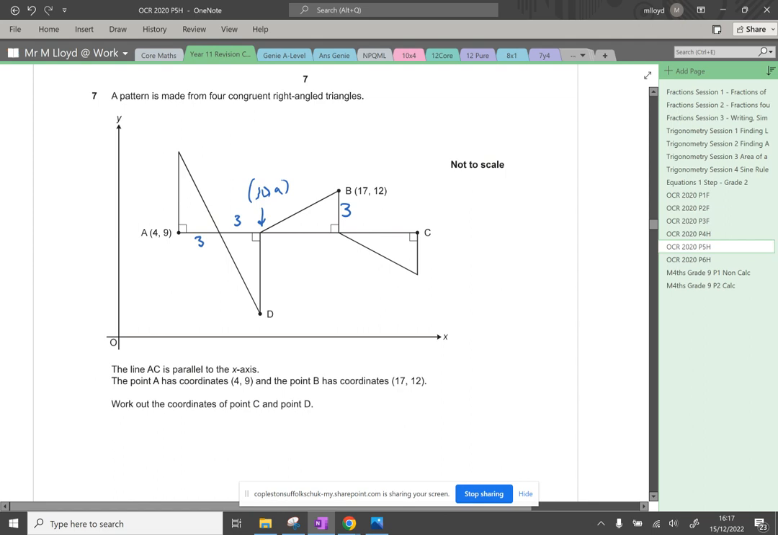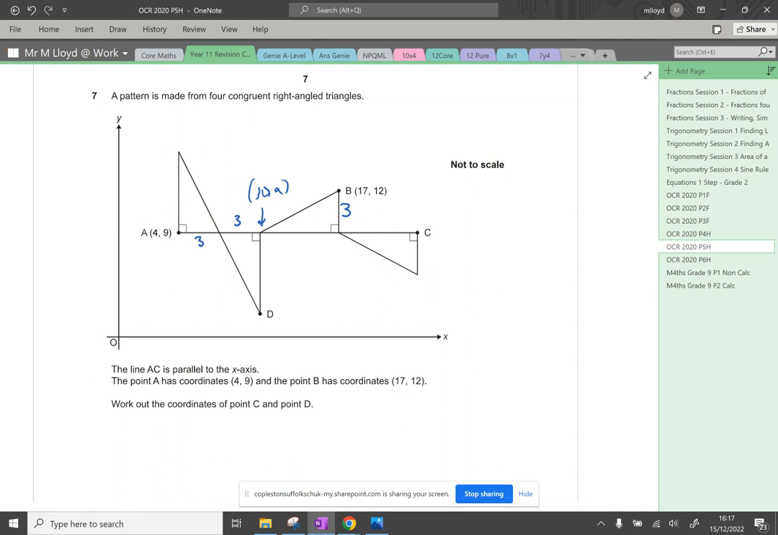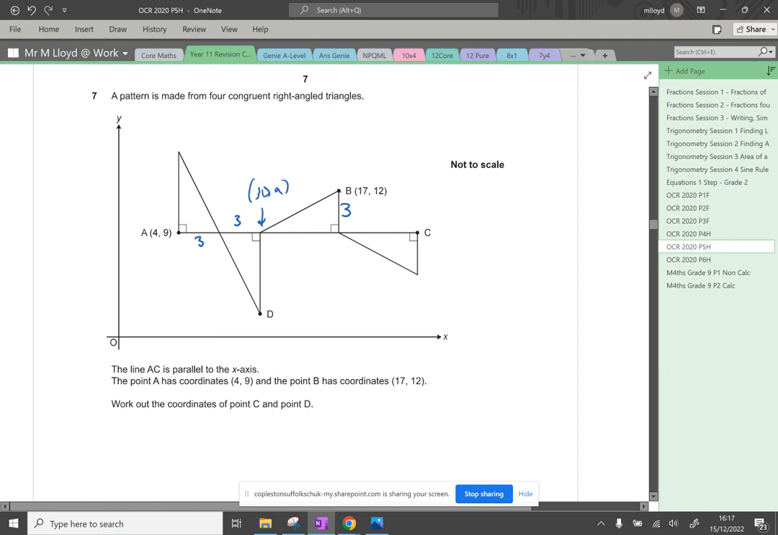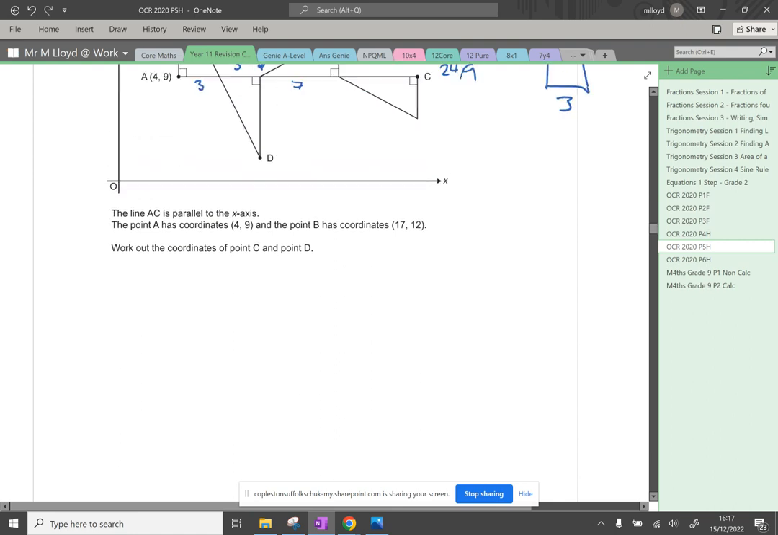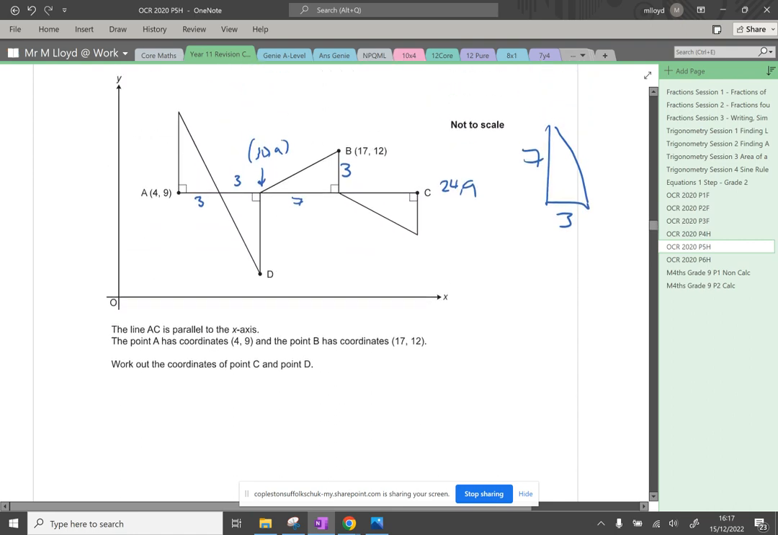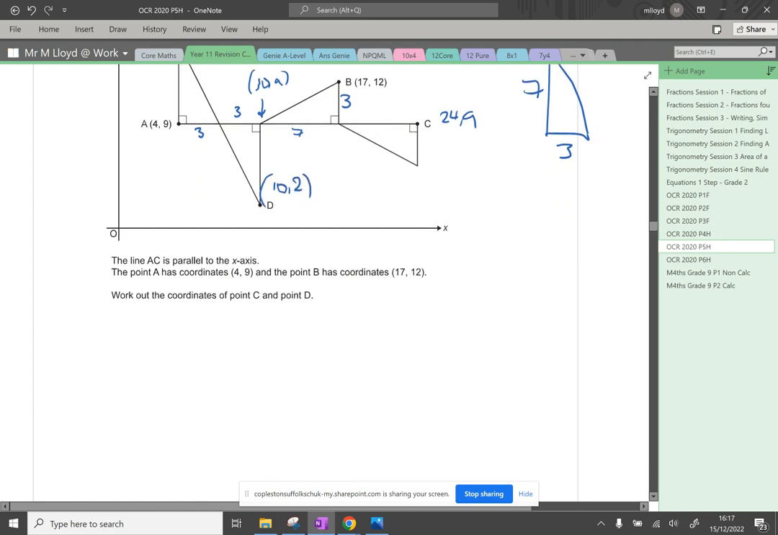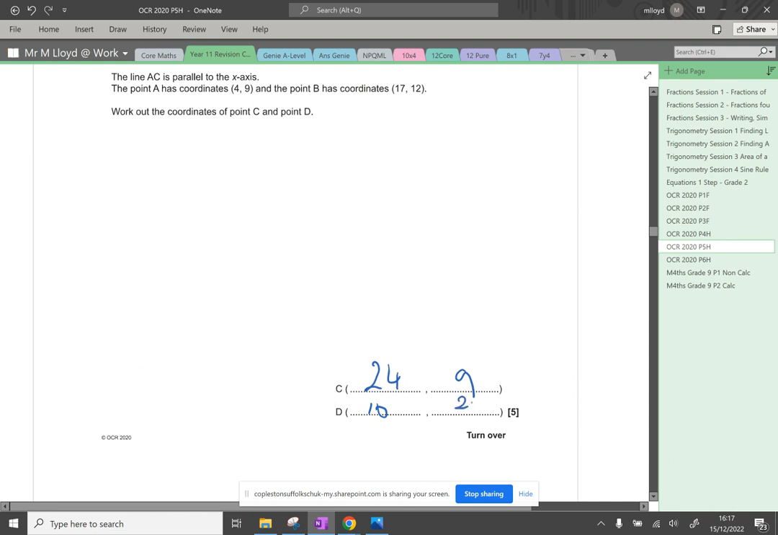Now, next bit I need to do, I really need to find one of those lengths. Of course I can work that out because from here to here is 7 because we go from 10 to 17. So now we know that that's 7 and that's 3. So if I add another 7 onto here, we're going to get 24, 12. No, we're not. 24, 9 for coordinate C because that y value won't change. 24, 9. And then for D, we're at 10, 9 here. We then go down by 7, which gives us 10 and 2. Happy days. There we go.